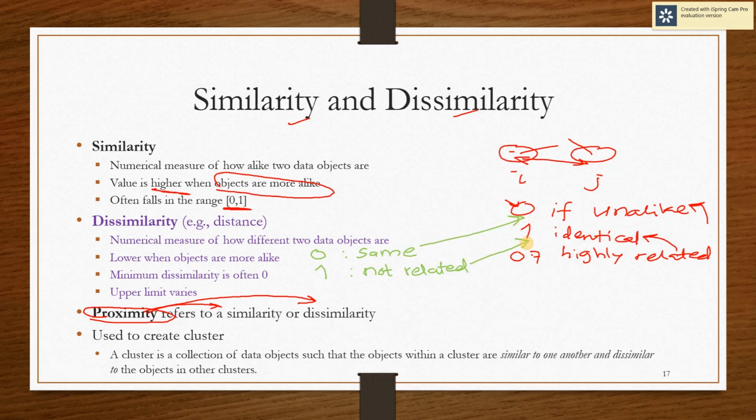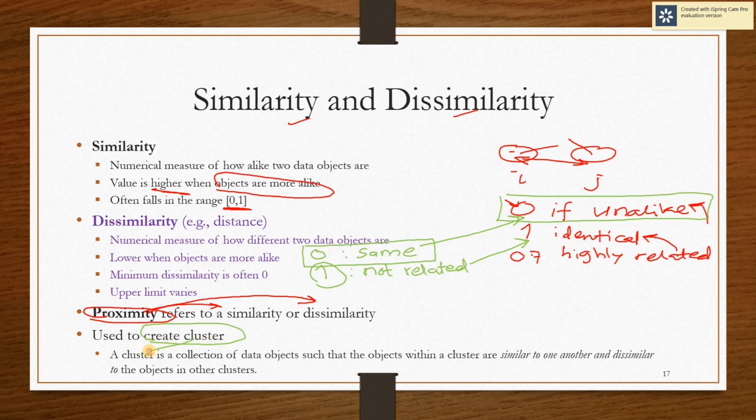In a similarity measure, 0 means not related or unalike, but for a dissimilarity measure, 0 is for the same, related object, and 1 if the objects are not related at all. So the dissimilarity of unrelated objects is equal to 1. These two measures, similarity and dissimilarity, are used to create the clusters.